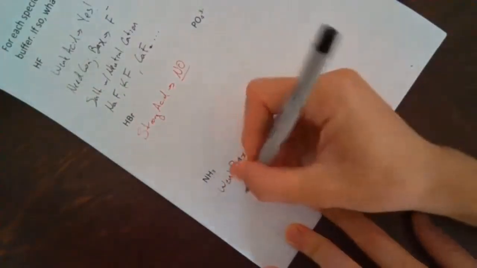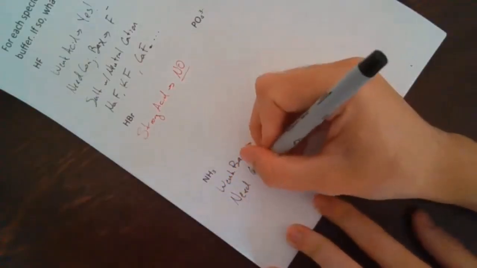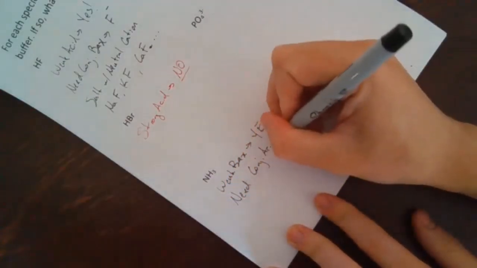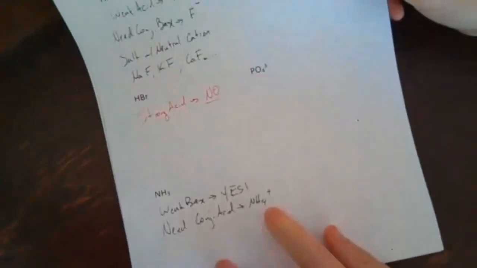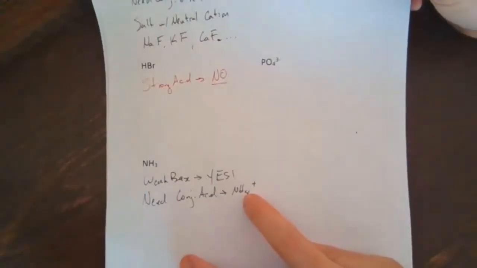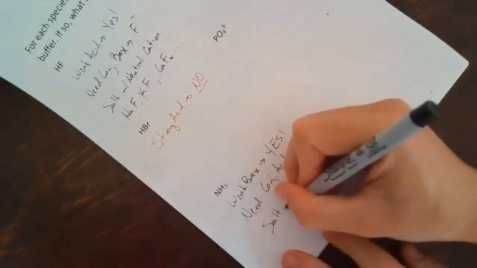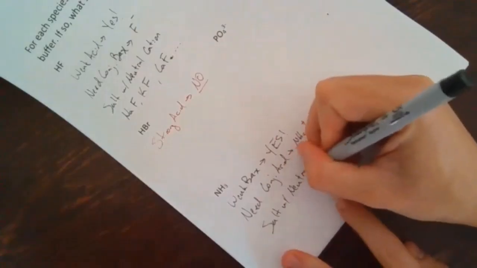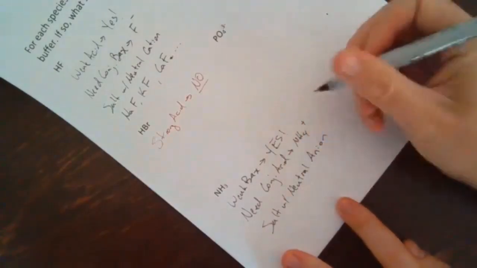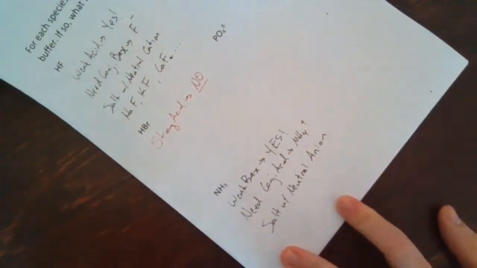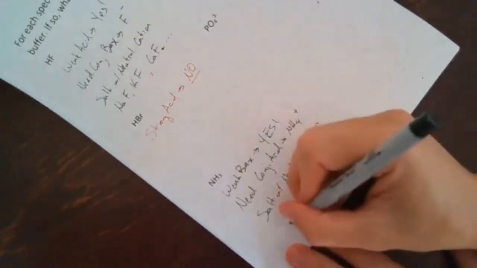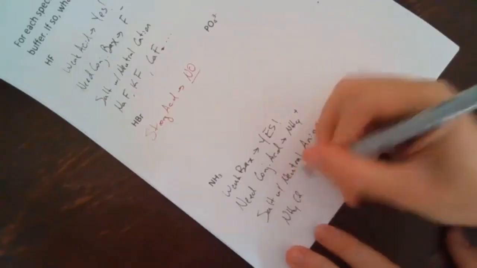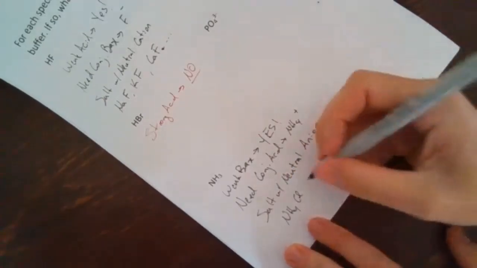Because it is a base, we need the conjugate acid, which in this case would be NH4+. But again, that's a cation. You cannot add pure cation to solution, so it needs to be a salt with a neutral anion. There are fewer choices for neutral anions. They have to be an anion that is the conjugate of a strong base. There's not too many choices, but NH4Cl would be a good choice because hydrochloric acid is strong.